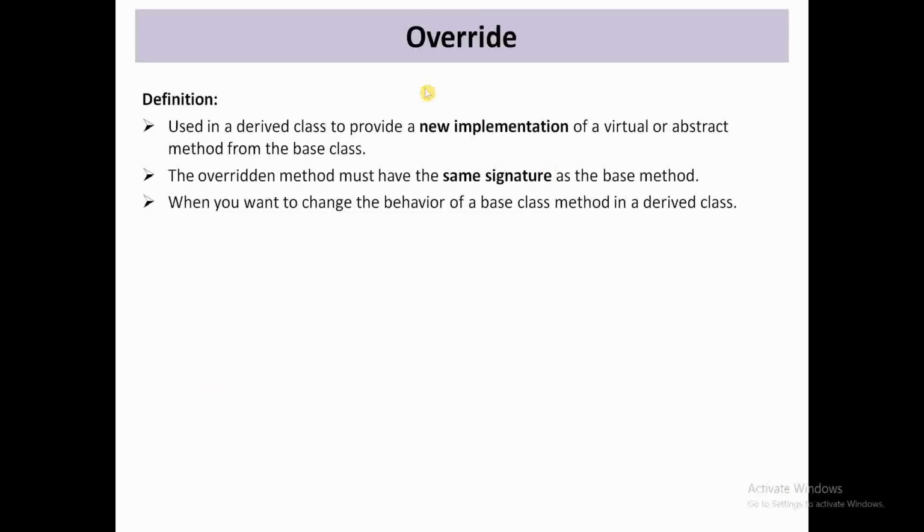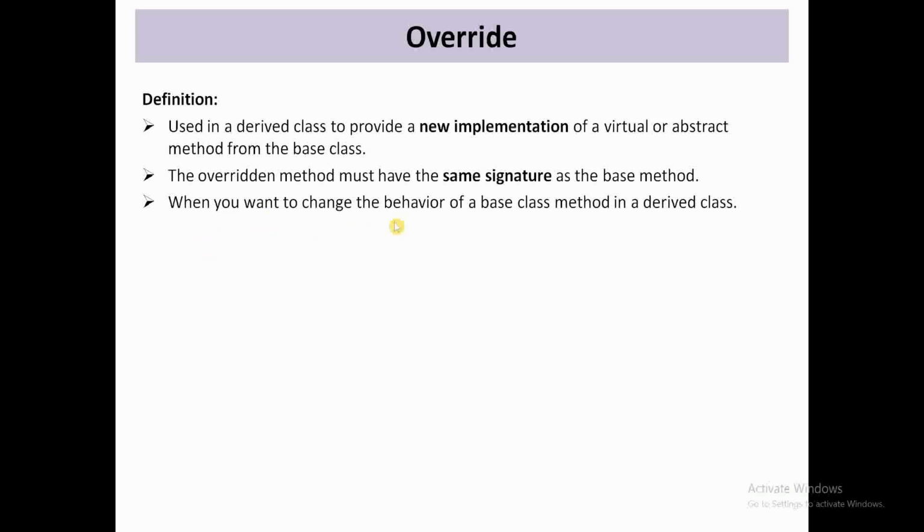Next we have the override modifier, used in a derived class to provide a new implementation of a virtual or abstract method from the base class. If we want to override any virtual method or any abstract method, we can use override with the new implementation in the new method. The overridden method must have the same signature as the base method. As I already told you, if we want to override any method, we have to follow the same signature, meaning method name plus parameters should be the same.